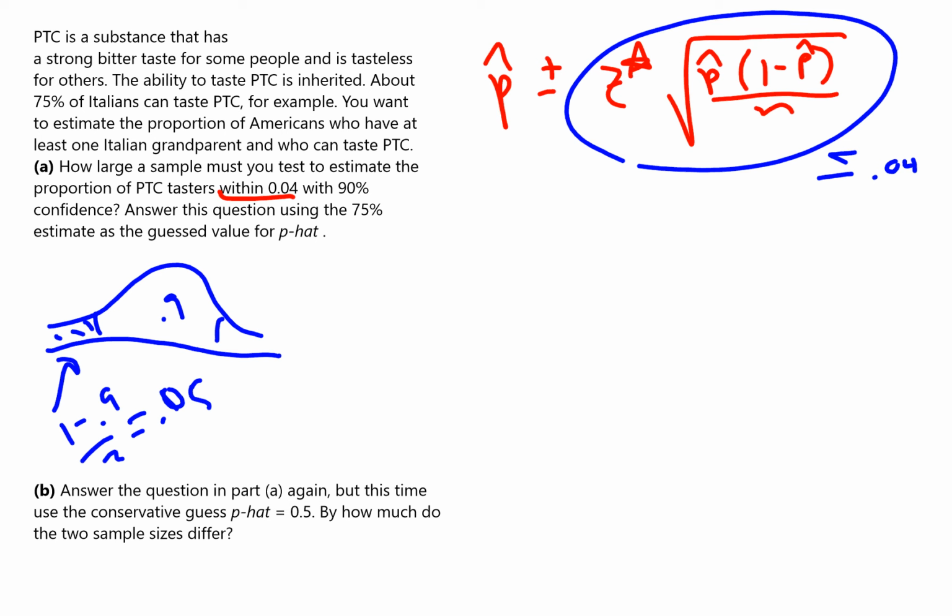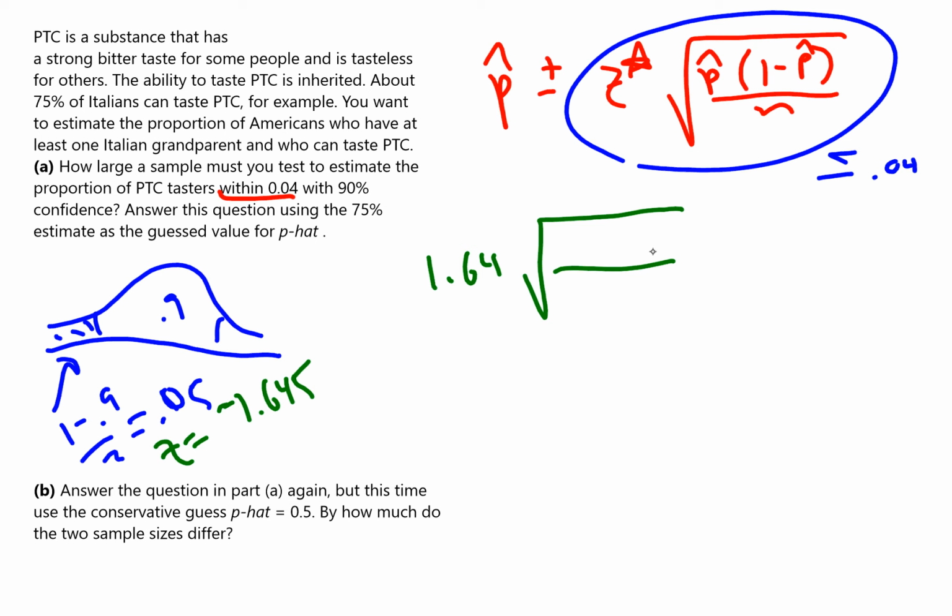And then if we do inverse norm or look up the z-score that goes with that, you will get z equals negative 1.645. We'll use the positive version of that. So here we go. We'll have 1.645 times the square root of, and they gave us a p hat here. They're telling us to use this 75%, so that's convenient. So I'll put 0.75 here. 1 minus 0.75 is 0.25 over n is less than or equal to 0.04. And this is a good thing because we have everything except n, so we can start to solve. I guess we'll go through the steps and see what we get.